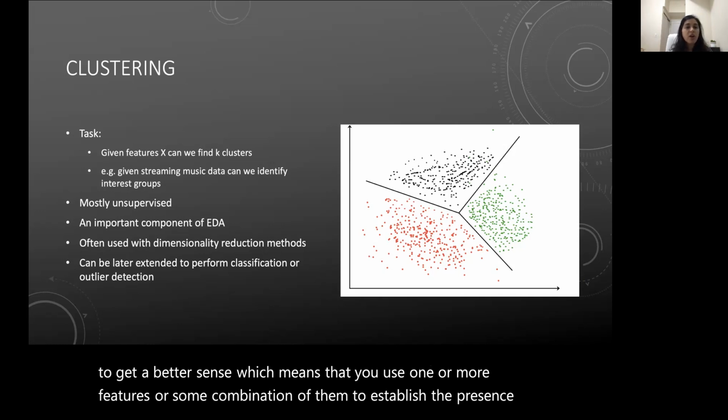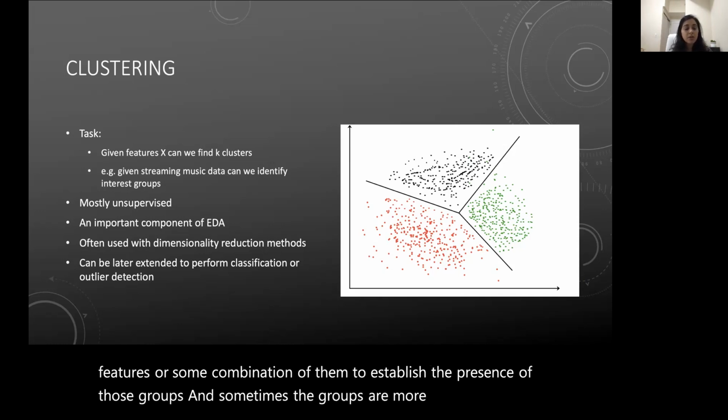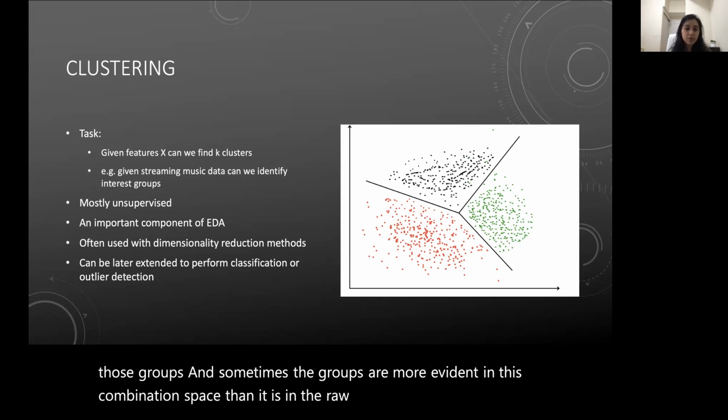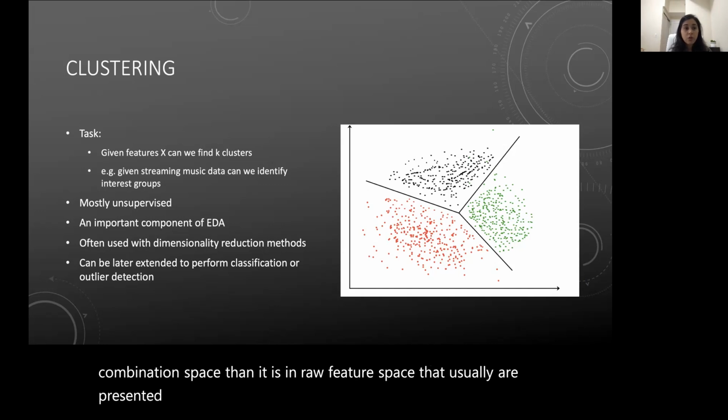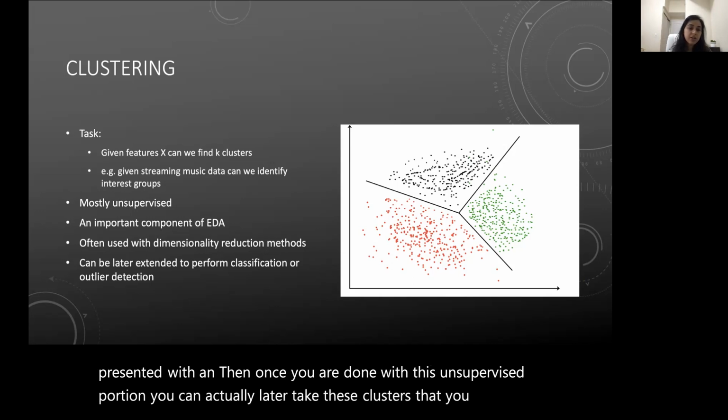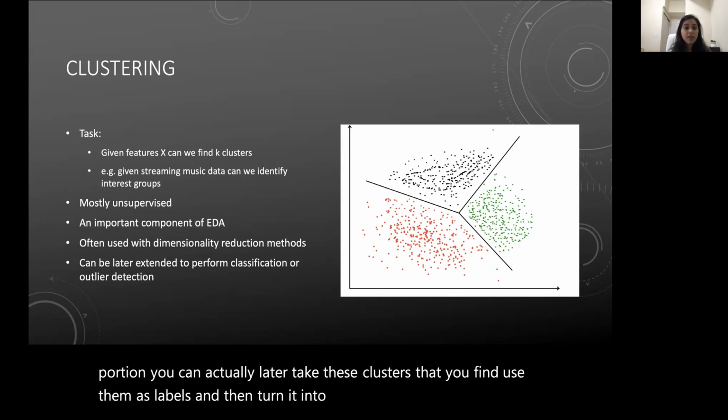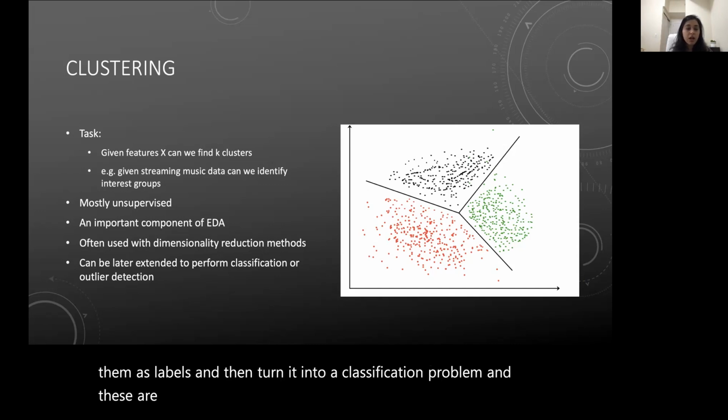And sometimes the groups are more evident in this combination space than in the raw feature space that you are usually presented with. Once you are done with the unsupervised portion, you can later take these clusters that you find, use them as labels, and turn it into a classification problem.